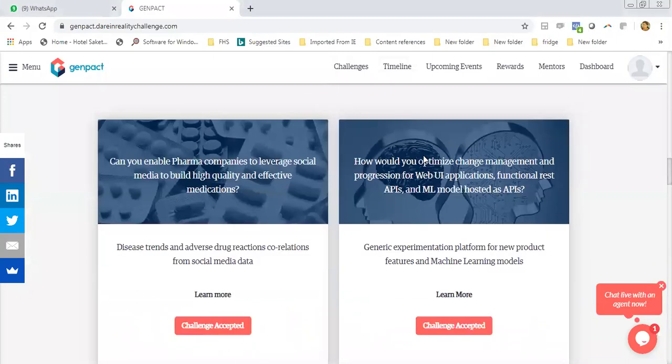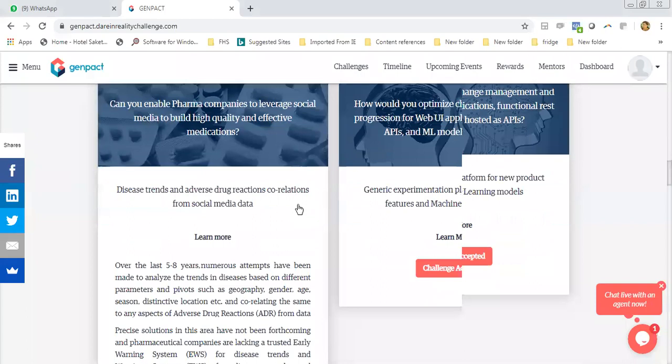I think for some of the folks here who had attended the launch event, we touched upon it. We did dig into this in the previous webinar. But I think we'll go again with the summary for each of these. So let's get started with the first one, which is around disease trends and adverse drug reactions, and really finding out their correlations using social media data.